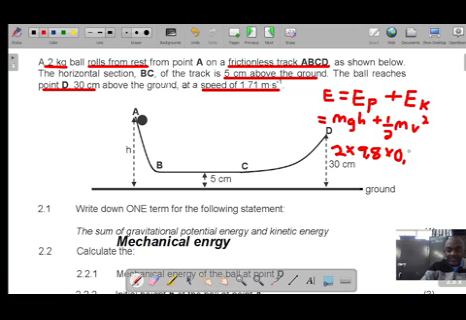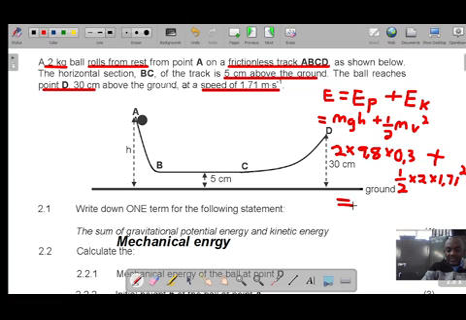Then after getting my answer here, I'm going to add plus EK. But what is EK? It is a half mv squared. It's going to be now a half times still 2 because the mass is 2, then times the v at d, which is 1,71, but squared. 1,71 squared. So what's our answer here finally?